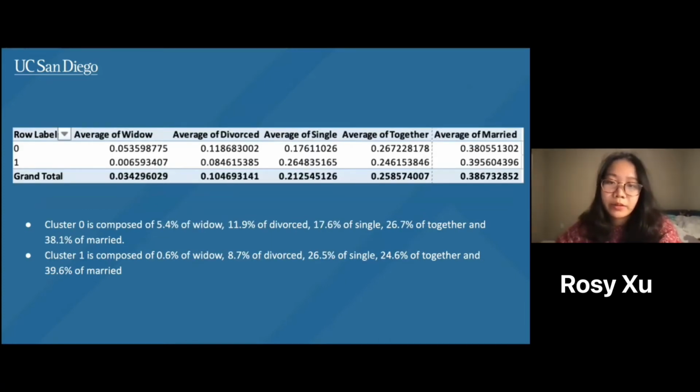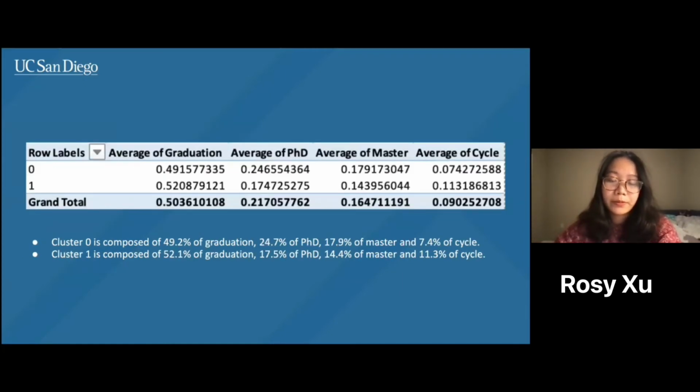We then calculate the proportion of people's relationship status for each cluster. We found that cluster 0 has a higher proportion of widowed and divorced people compared with cluster 1, while cluster 1 has a higher proportion of singles compared with cluster 0. Both clusters have a similar proportion of together and married people. Similarly, we looked at the proportion of people's diplomas for each cluster. We found that the proportion of PhD and master is higher in cluster 0, while the proportion of graduation and 2n cycle is higher in cluster 1.